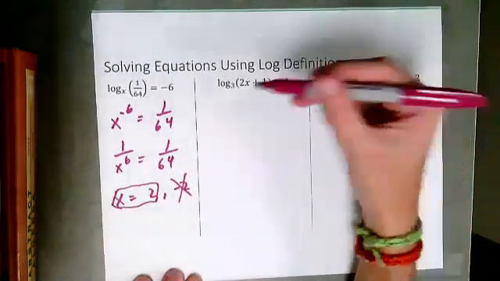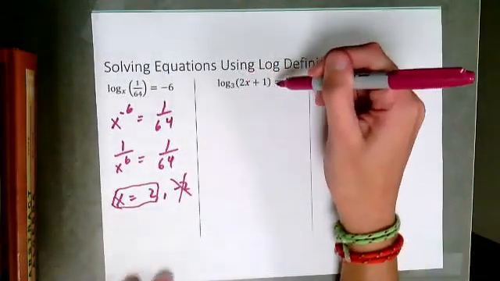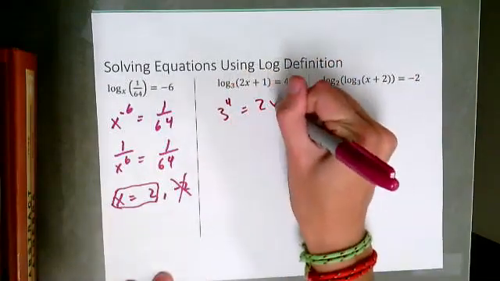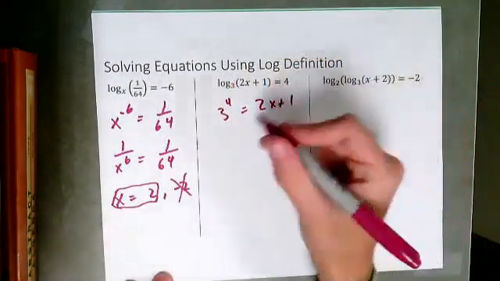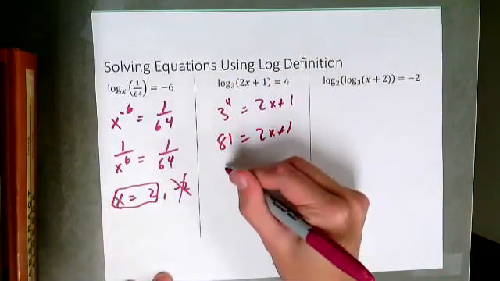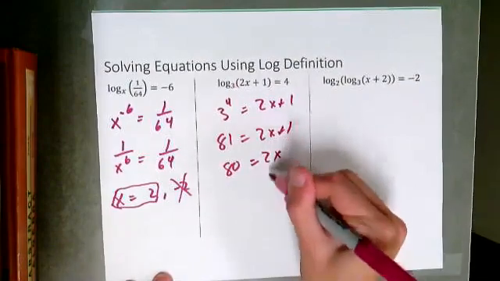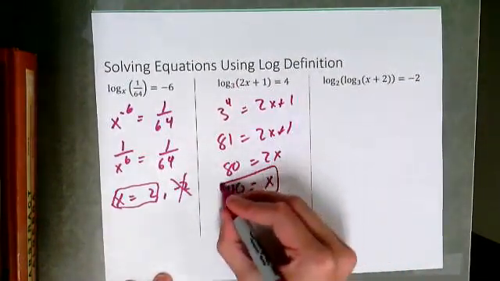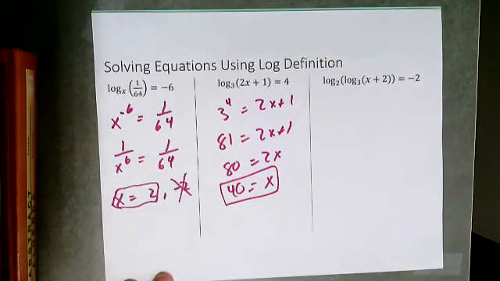Let's move on to the next one. Log base 3 of 2x plus 1 is equal to 4. So 3 to the 4th is equal to 2x plus 1. That is 81. 2x plus 1. 80 is equal to 2x. X is equal to 40. That one was pretty straightforward and easy. Nothing to double check, no solutions to be sure of.